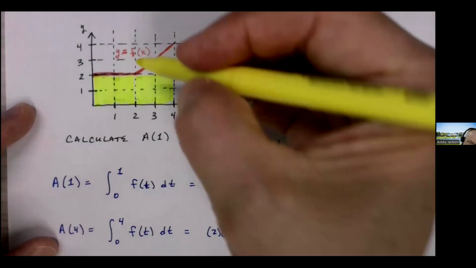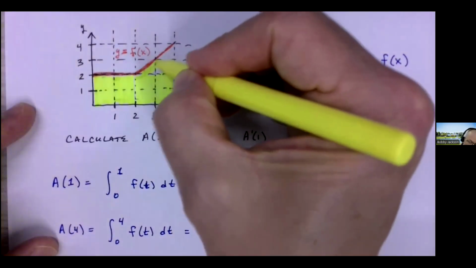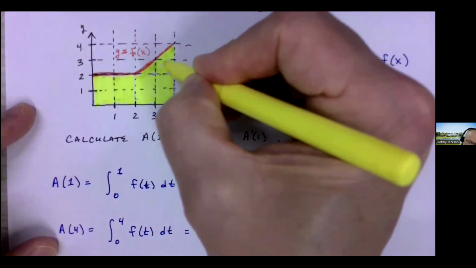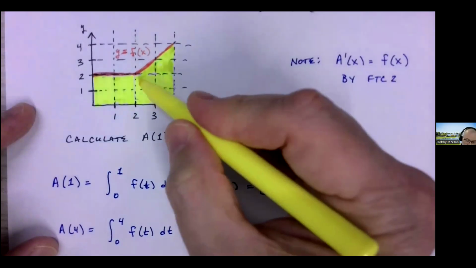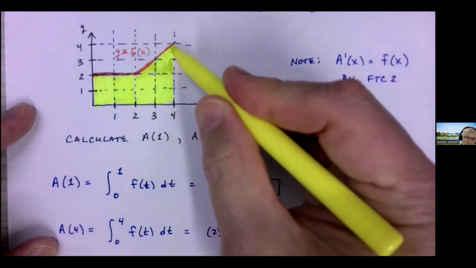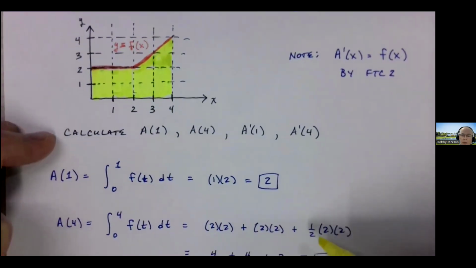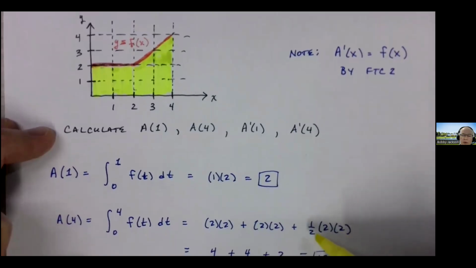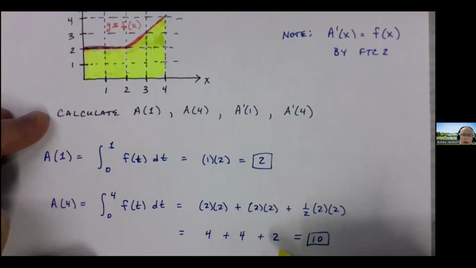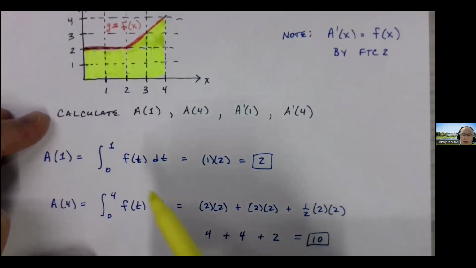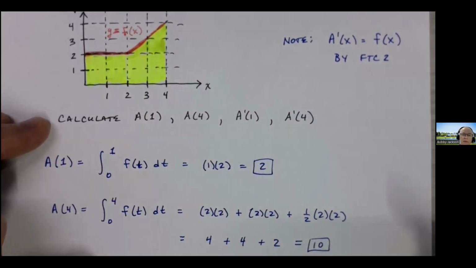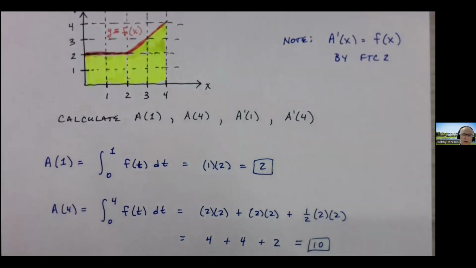And then don't forget I have this triangular area up here, which is also included under the curve. It is a base 2, height 2 triangle. And so one-half base times height gives me 1/2 times 2 times 2, or 2. So the total altogether is 10 square units that I've shaded in from the graph. So we have to interpret the definite integrals in terms of areas.